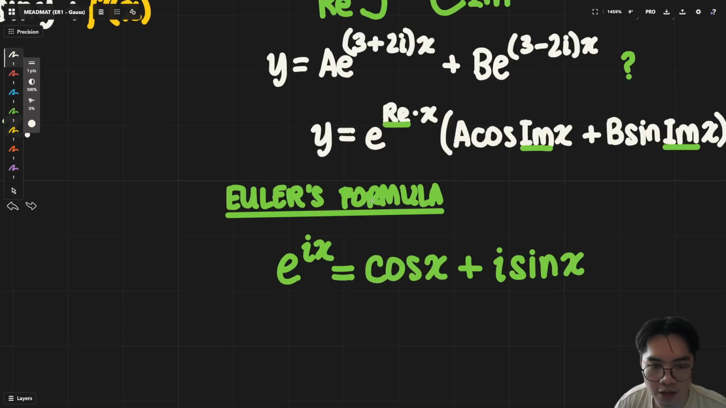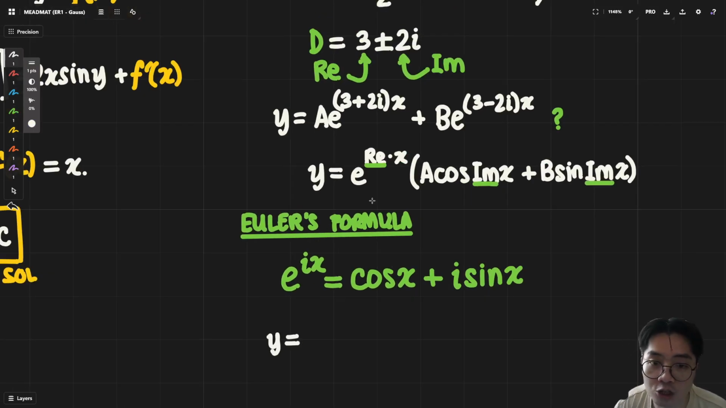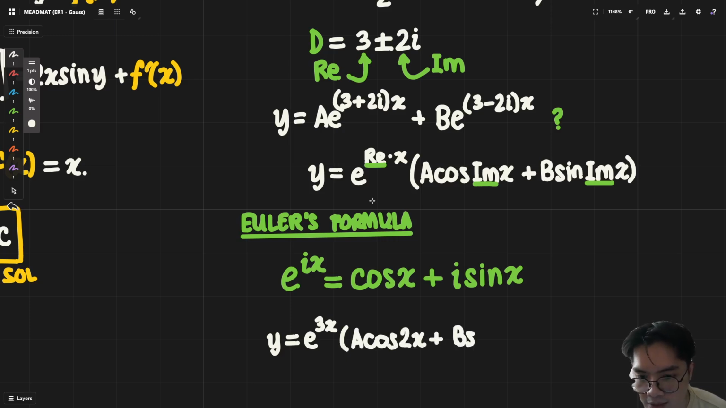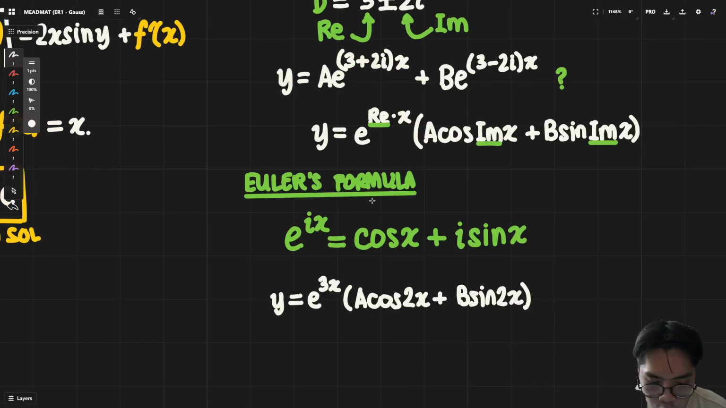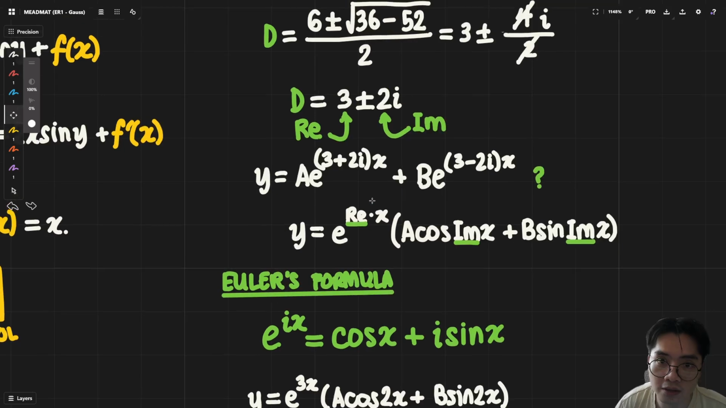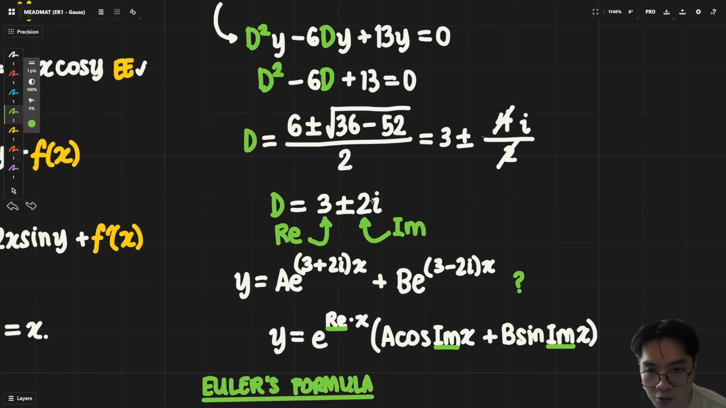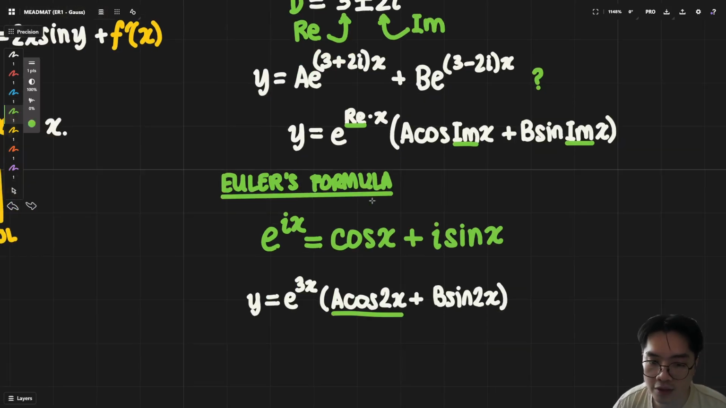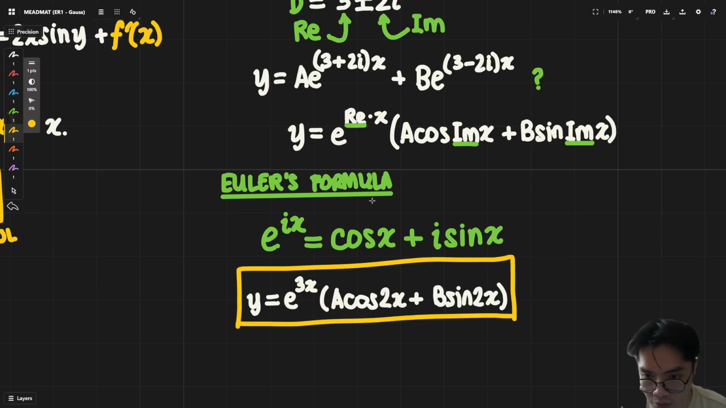So now, without further ado, our general solution for this will be e raised to the real part, which is 3x, and then a cosine of the imaginary part, which is 2x, plus b times the sine of 2x. Notice that these two always will come in pairs. If you have a cosine, you will have a sine somewhere else. And that makes sense because these are two solutions, and they correspond to them having two arbitrary constants. So that is for your imaginary roots.